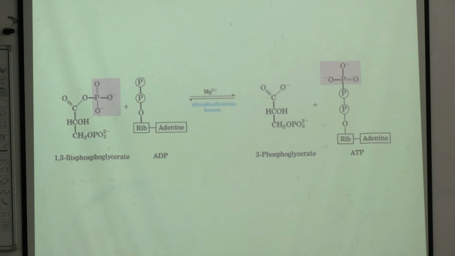This formation of ATP is called the first substrate level ATP formation. ATP is synthesized by two methods. One, electron transport chain. Up to ADP, there are many mechanisms. But ADP to ATP can be synthesized only by electron transport chain or by one of these reactions. One more reaction is just coming.